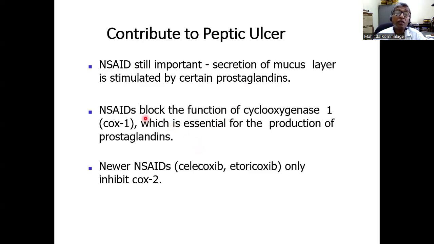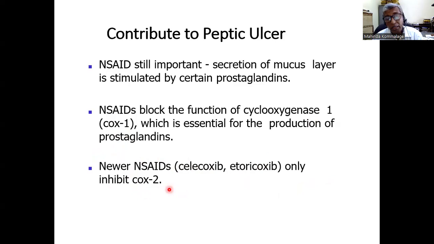Actually, these NSAIDs block COX-1 function. That is the problem. But we have some newer painkillers called COX-2 inhibitors, celecoxib, etoricoxib, new non-steroidal anti-inflammatory drugs, which do not block COX-1 but block COX-2, and will contribute less to gastric ulcers or peptic ulcers. And these newer drugs are popular because they contribute less to peptic ulcers.